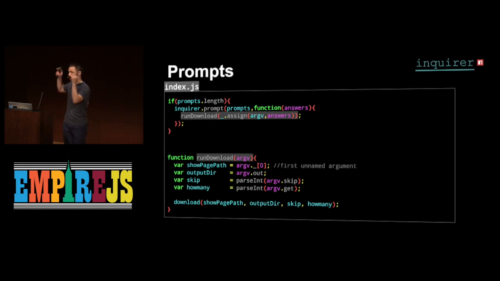So if there are prompts, it will prompt them. It'll wait until all the prompts are answered, then call it. And if there are no prompts to show, then we'll just run download directly.